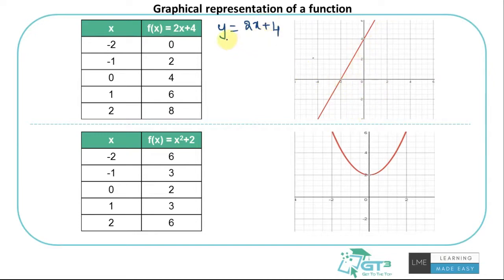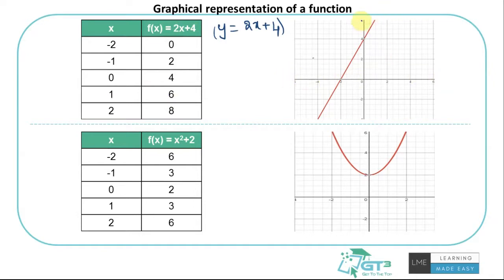If you are comfortable with coordinate geometry, you should be able to draw a line like this. I'll come to it slightly later, but forget about this if you're not comfortable with that. Let's just take some values. If x is minus 2, what is f of x? 2 into minus 2 plus 4 is 0. If x is minus 1, 2 into minus 1 plus 4 is minus 2 plus 4, which is 2. X is 0, then it's 4, 1 gives 6 and 2 gives 8. These are the inputs I found, right?